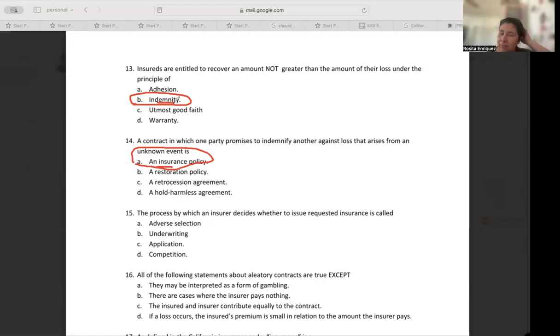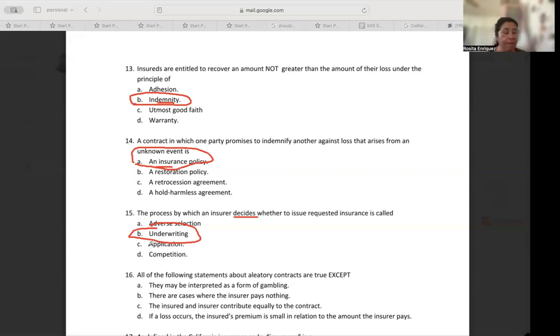Number 15, B. The process by which an insurer decides whether to issue requested insurance is called underwriting. So this is another keyword in insurance, underwriting, right? Not application, not adverse selection, but underwriting.